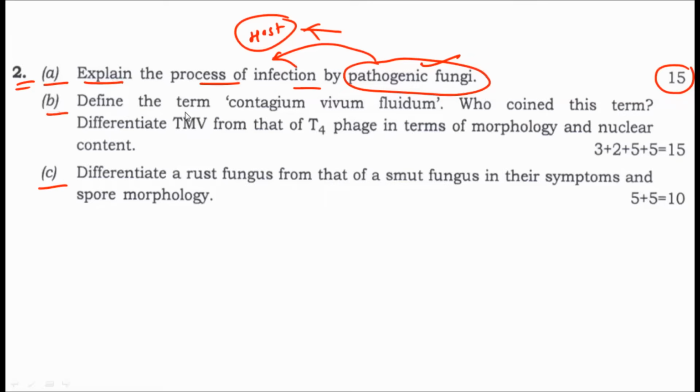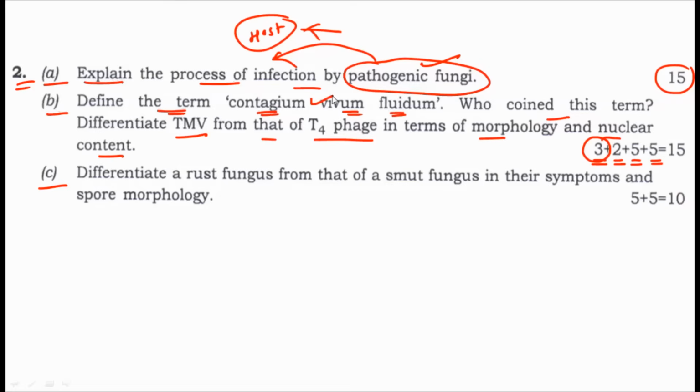The second sub question asks: define the term contagium vivum fluidum. Who coined this term, and differentiate between the tobacco mosaic virus and the T4 phage in terms of morphology and nucleic content. You can again observe this question is divided into 4 sub questions. That is, the first part of the question, that is define the term contagium vivum fluidum, will give you the 3 marks.